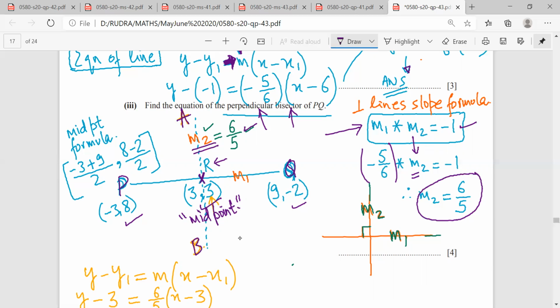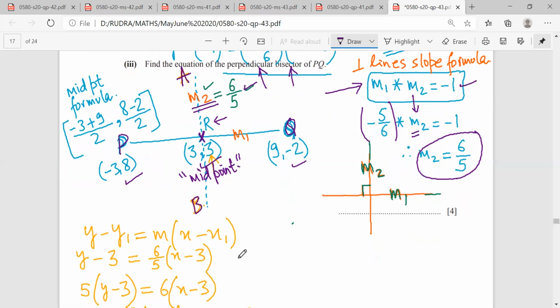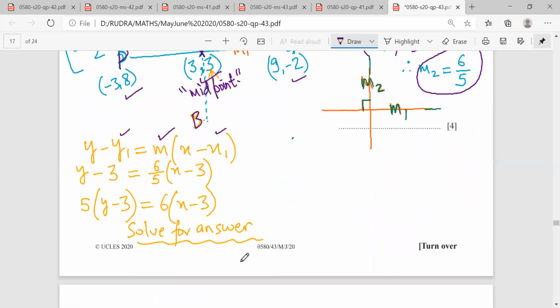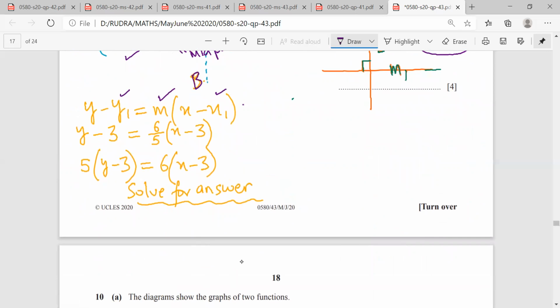So, is there any doubt? No, sir. So finally, I have the slope. I have the point through which the line is going, which is (3, 3). So I put it in this standard formula y minus y1 is equal to m(x minus x1).